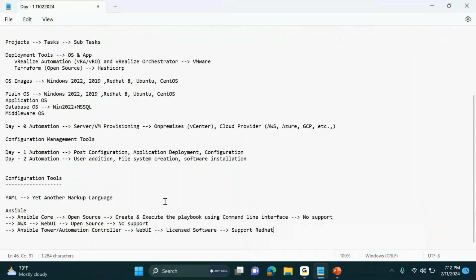All right. So are we clear with the Ansible core, AWX, and Ansible Tower?